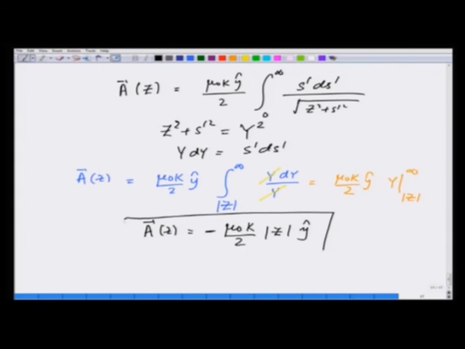Indeed, this is the answer we had obtained earlier looking at B. So, you see, I have given you two examples where we can calculate A directly from a current distribution, and now I can take its curl and get my answer for B.